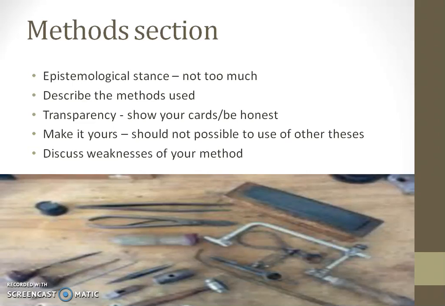It's very important that you show your cards, that you're really honest and have transparency in your method section. Show how many interviews, how long did they take, where did you do them, who did you talk to. All of these things should be there. If it's quantitative, the same thing: how did you collect your sample? How many did you get to answer, and what was the response rate? All of these things should be there. But it's very important that you make it yours and state all the problems you had.